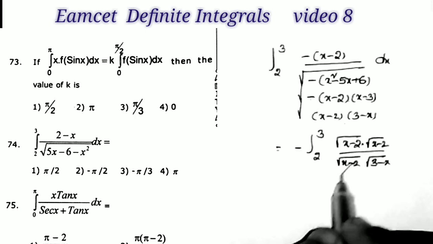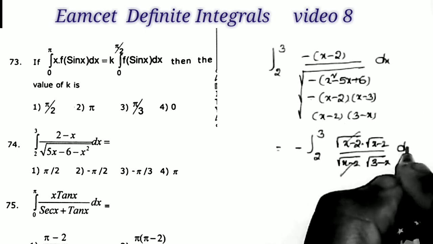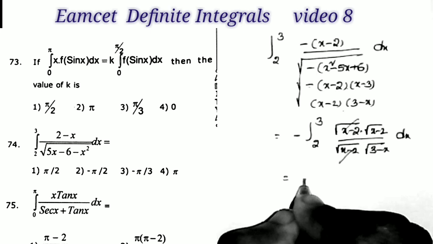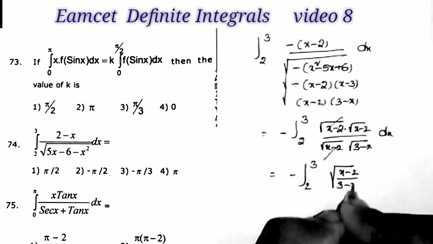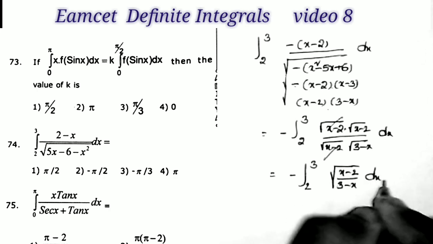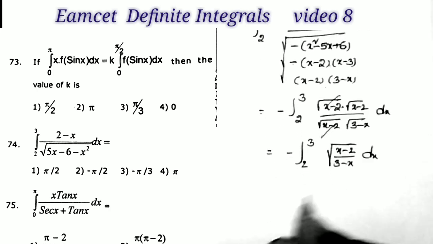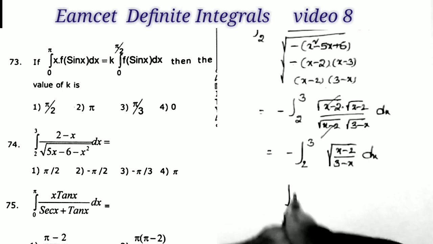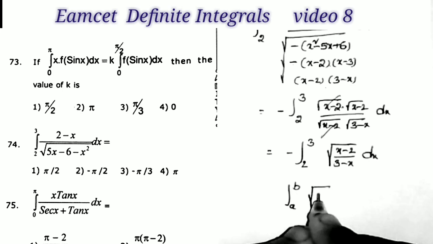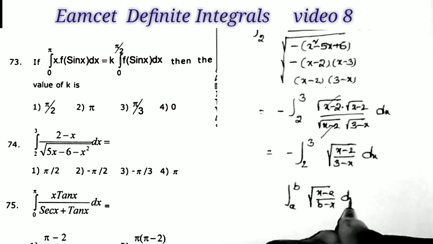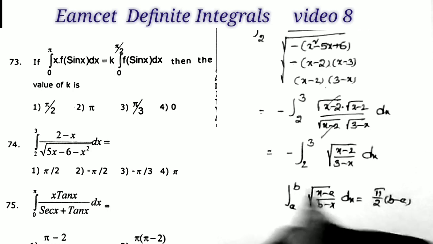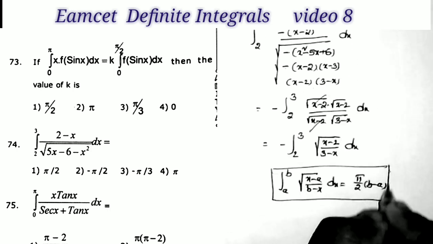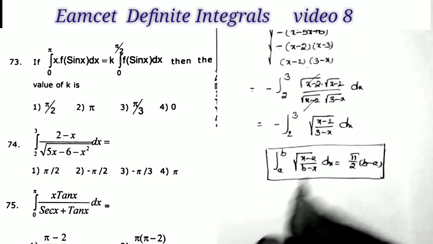So here the root of x minus 2 term is cancelled, so this is equal to minus integral 2 to 3 of the square root of, writing the single square root, x minus 2 by 3 minus x dx. Now what is the formula for the integral a to b of the square root of (x minus a) by (b minus x) dx? The value is equal to pi by 2 into (b minus a). This is the formula for this integration.